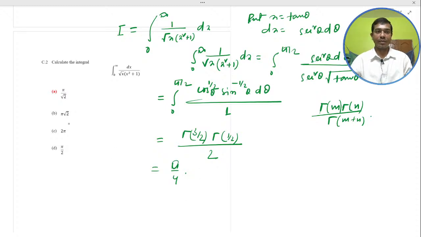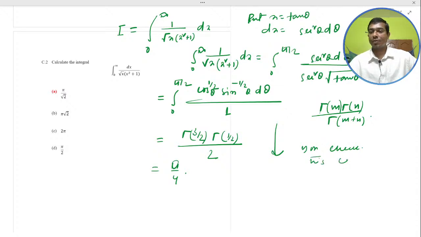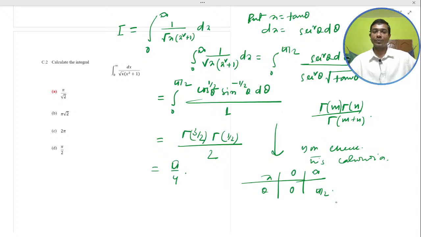Now you check here, pi by root 2 is the correct answer but pi by 4 is coming. You check this calculation. Simply put x equal to sec theta. The limits change: 0 to 0, and infinity to pi by 2.